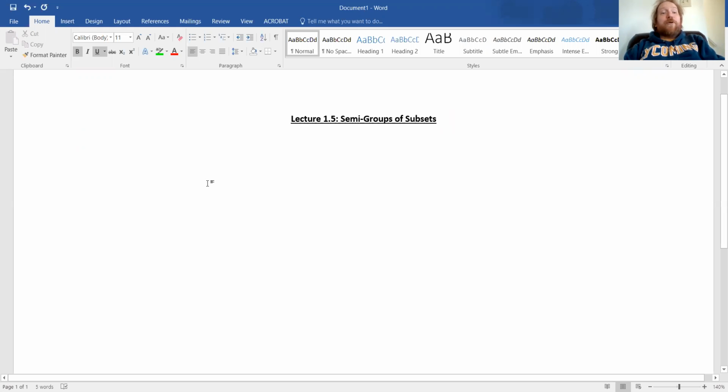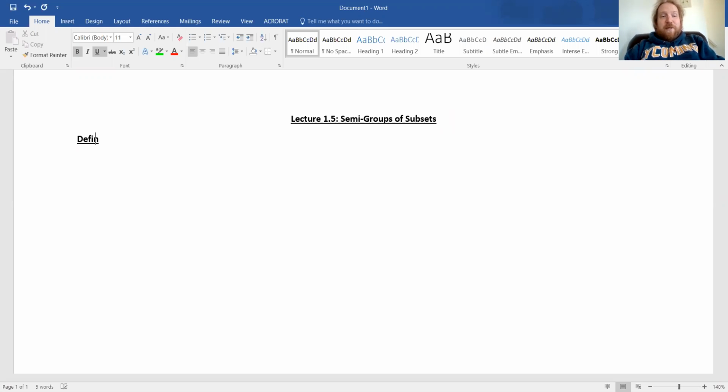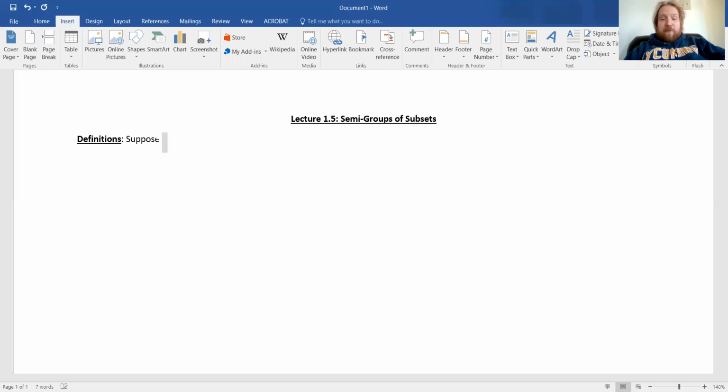So we start by looking at our algebraic structure. We need a new algebraic structure, and remember, an algebraic structure consists of a set, a notion of equality, and an operation. So here we go. We are going to suppose that M is a non-empty set.